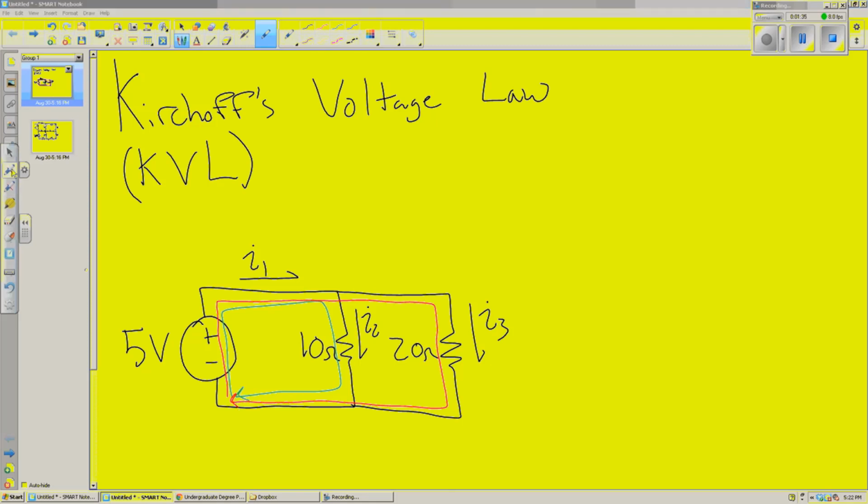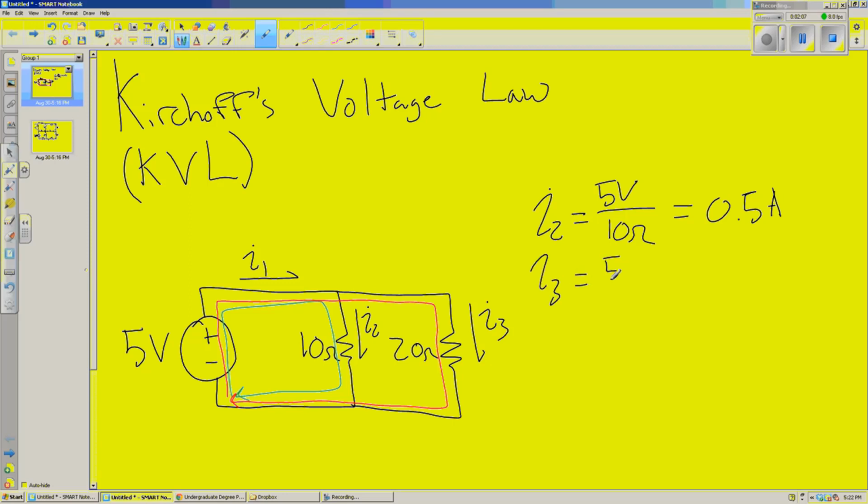For the green path, our current I2 we can find using Ohm's law. All we have to do is say I2 is equal to 5 volts over 10 ohms, right? And what do we get? 0.5 amps. I3, similarly, we do the same: voltage over 20 ohms equals 0.25 amps.